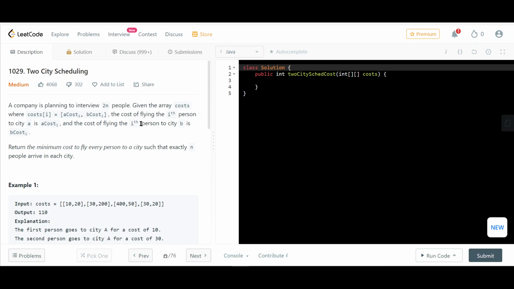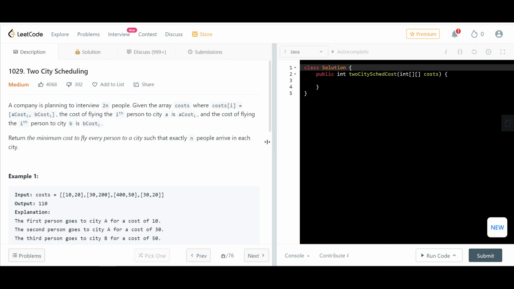Alright, so in this problem called two city scheduling, let's have a read. A company is planning to interview 200 people, so there are an even number of people. Given the array costs, where costs[i] equals [aCost_i, bCost_i], the cost of flying the ith person to city A is aCost_i, and the cost of flying the ith person to city B is bCost_i. Return the minimum cost to fly every person to a city such that exactly n people arrive in each city.